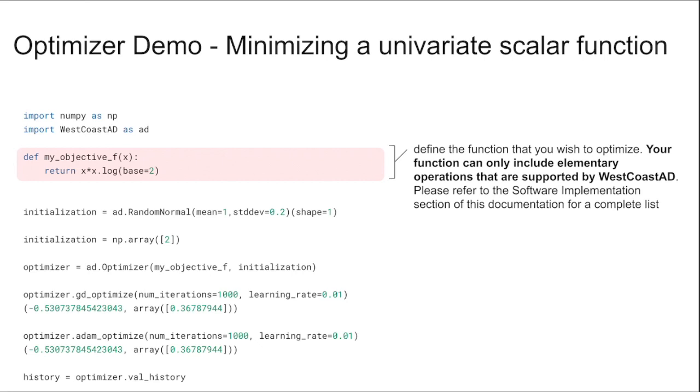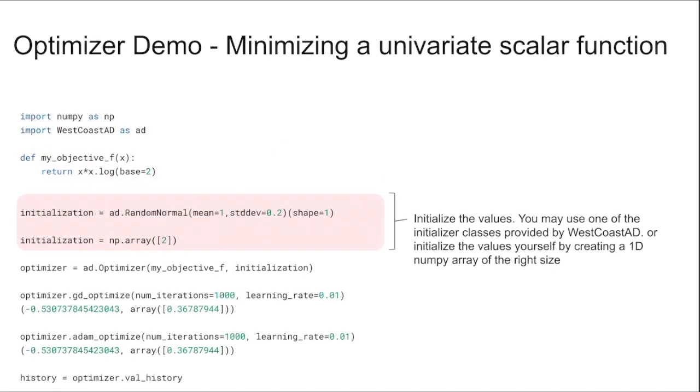Let us see the optimizer in action. We'll use it to minimize a univariate scalar function. The first step is to define an objective function. It is a regular Python function. One caveat is your function should include only operations supported by WestCoast AD. Check out our software implementation section for the complete list.